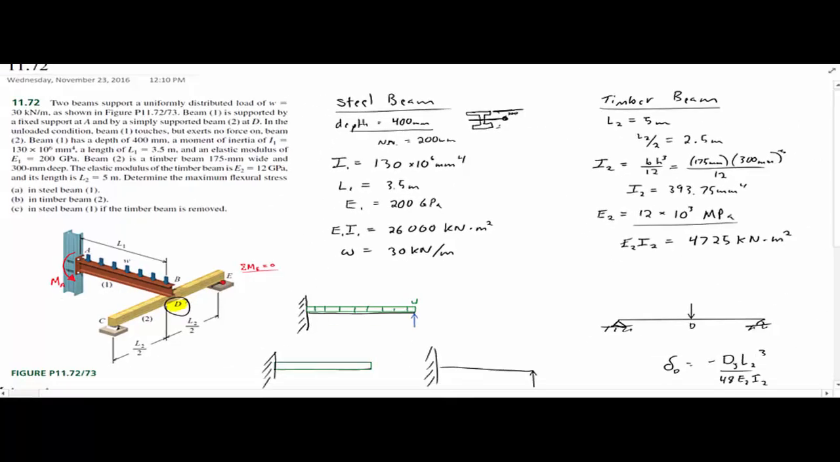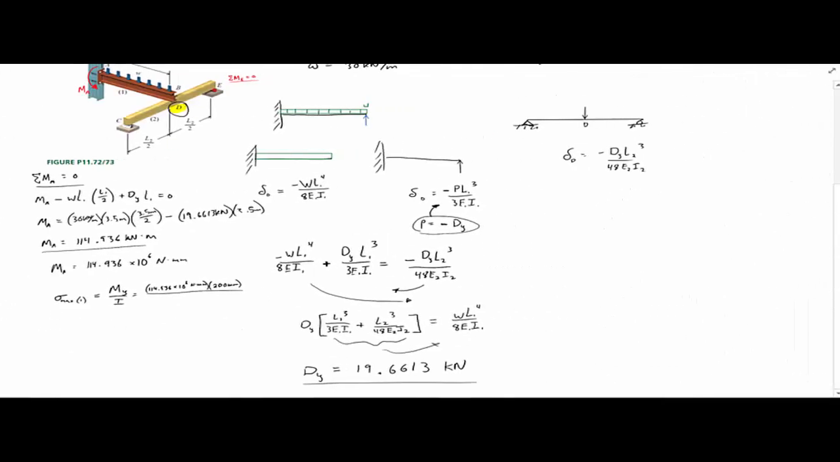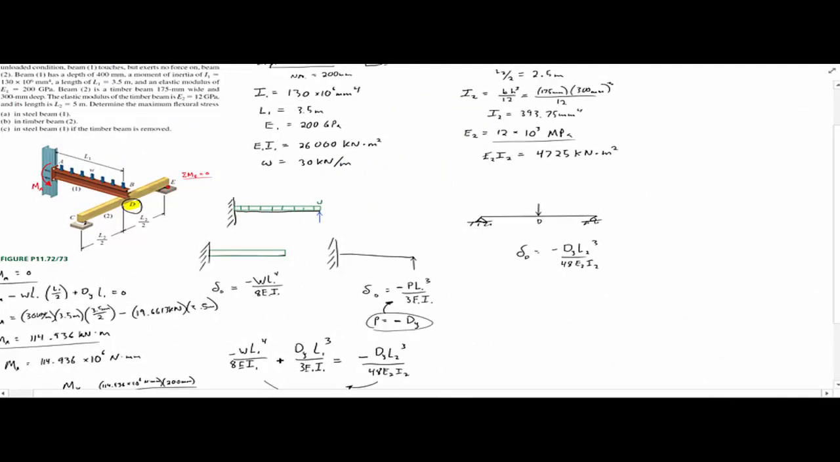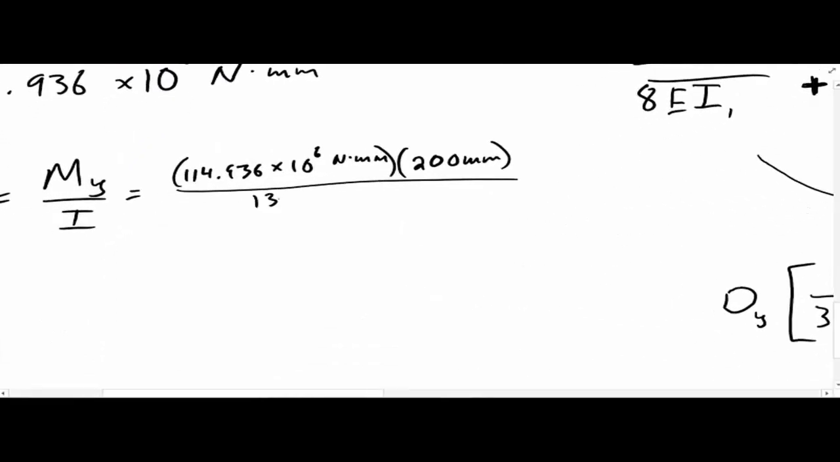Okay. So going back down, when we plug all of our values in here, we can get 114.936 times 10 to the 6 Newton millimeters multiplied by half of that, because remember, it's half of the depth, 200 millimeters. And then divided by the moment of inertia, which for the steel beam was given information: 130 times 10 to the 6 millimeters to the 4th.